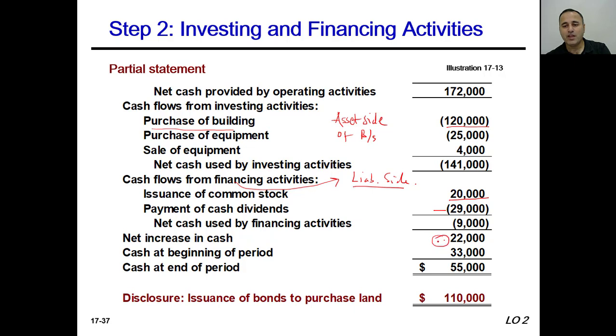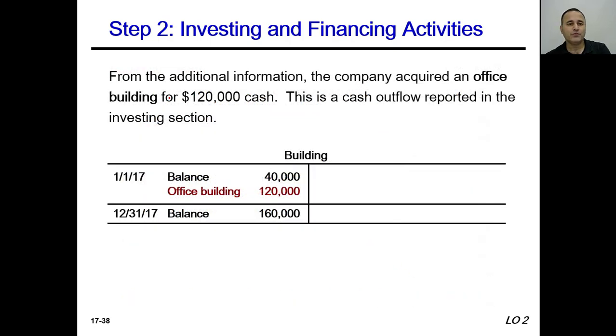Where is this number coming from? We have balances for cash for 2016, and then we have balances for cash for 2017. So that is the difference between those two numbers. Cash at the beginning of the period was $33,000, and cash at the end of the period is $55,000. And this $110,000 is actually coming from the disclosure. So this is like an off-balance sheet item. This was issuance of bonds to purchase land, which is $110,000.